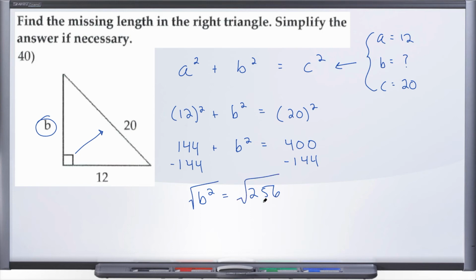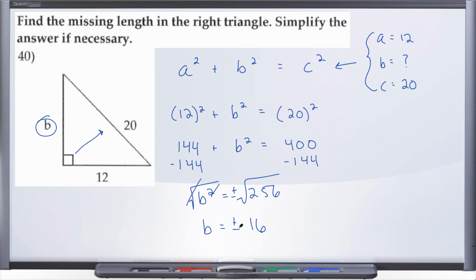And again, when you take the square root, you're going to create a plus and minus. So here on the left, we're left with just b, and now it equals plus and minus the square root of 256. Well, what is the square root of 256? Well, it's 16. So now we have b equals plus and minus 16. So this is really two answers, right? b equals positive 16 and b equals negative 16.